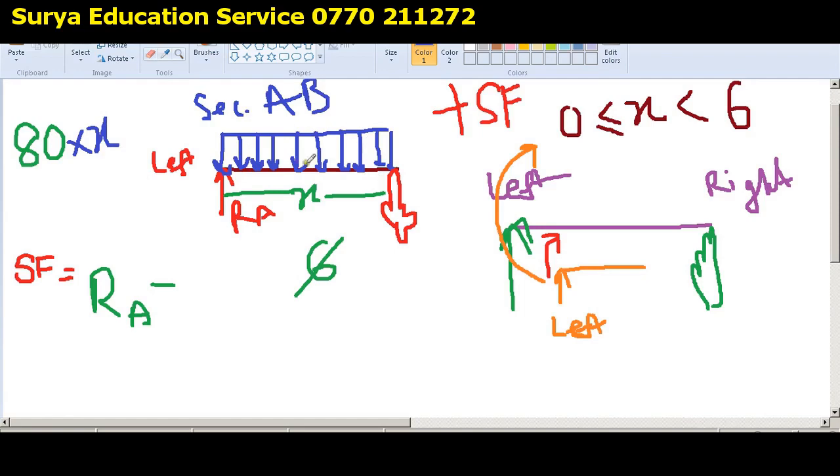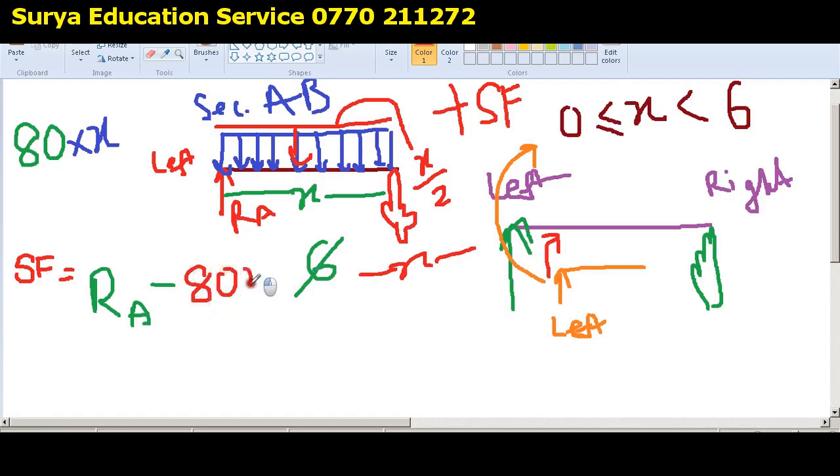It will act at the mid, that is something else. Now if you consider this section X, it will act at the mid. So what is that midpoint? It is X by 2, because the center of gravity of the section whose length is X would be X by 2. Anyhow, what is that total load? 80 multiplied by X, that means 80x.